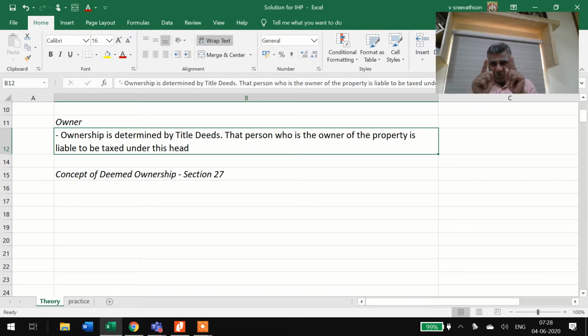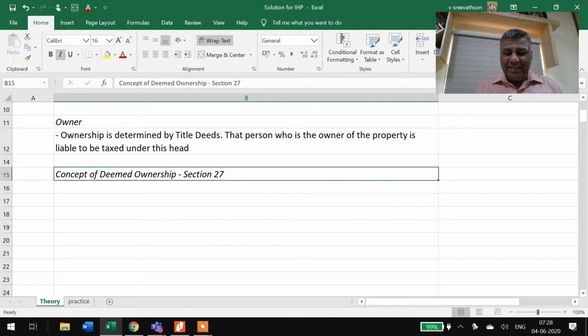But law tells you only one thing. Though the property is in the name of Mrs. X, Mr. X is the deemed owner of the property. Supposed to be owner of the property. Indirectly, law says, here I will disregard the name appearing in the title deed. I will look into the transaction.